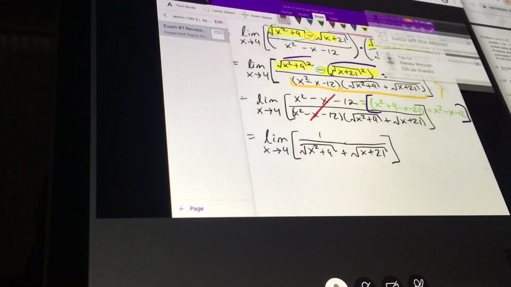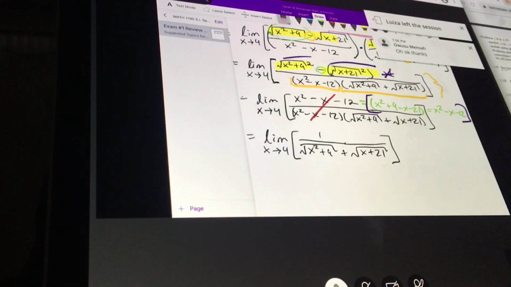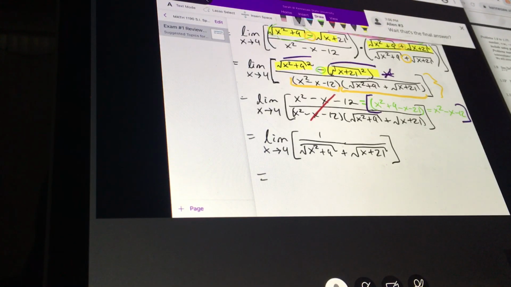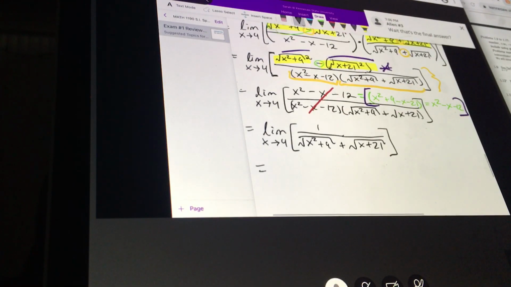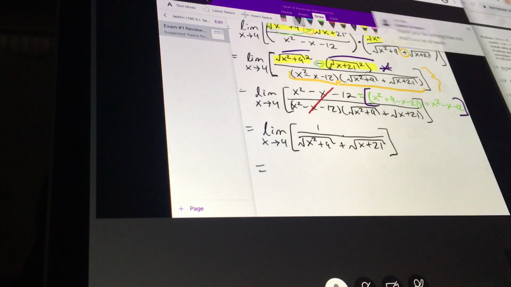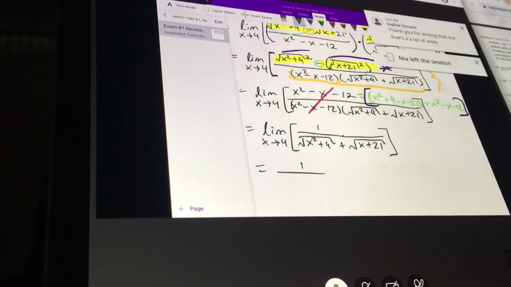So from here you just plug in 4. Yeah, that's exactly it, from where I've written my last step. No, this is not the final answer. We're basically there, but we still have to plug in 4. So we're going to plug in 4 where the limit is, and we get 1 over.